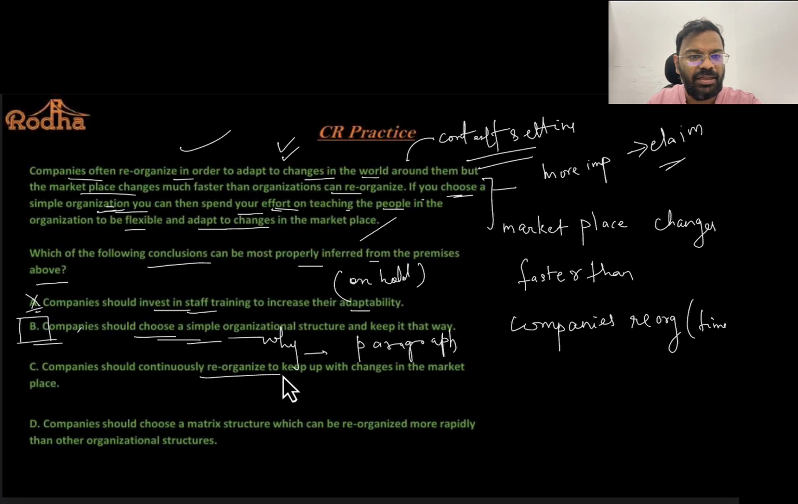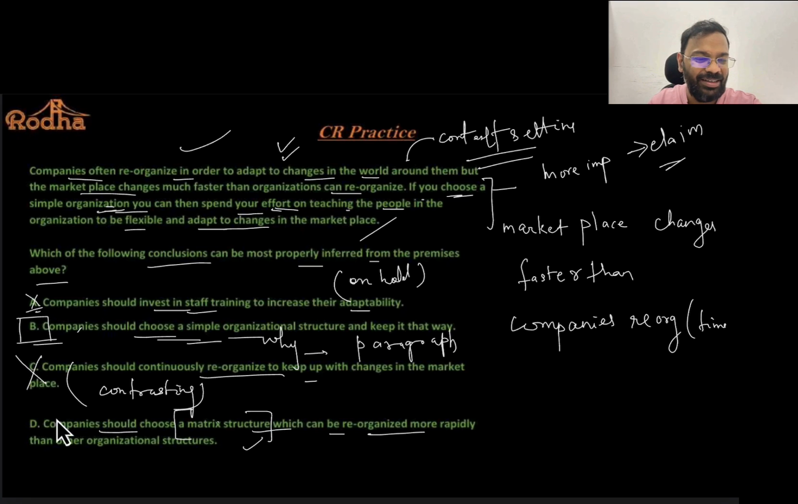Companies should continuously reorganize to keep up with changes. Oh, that's not going to get anything to you. So can I say this is a contrasting option? So fairly eliminated. And companies should choose a matrix structure which can be reorganized more rapidly. I really do not think we were talking about matrix structure and to be reorganized more rapidly. Anything about that. Option number D is eliminated. And therefore the official answer here is option number B.